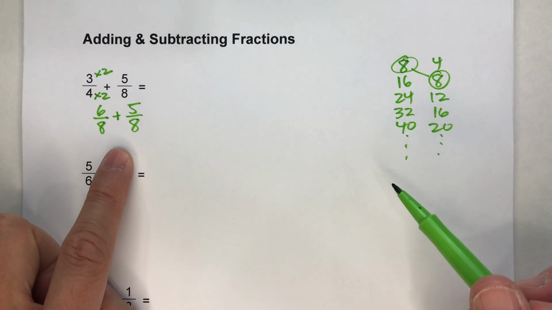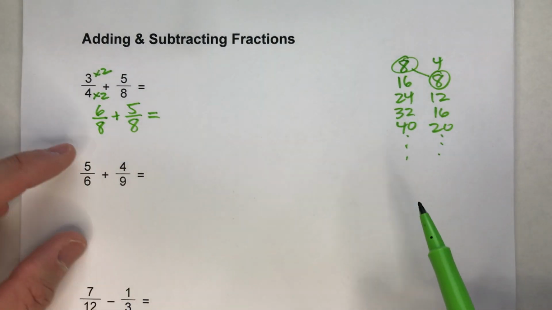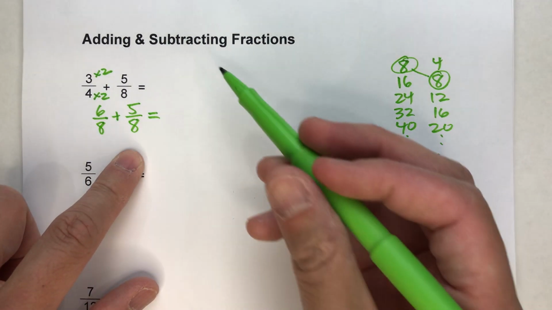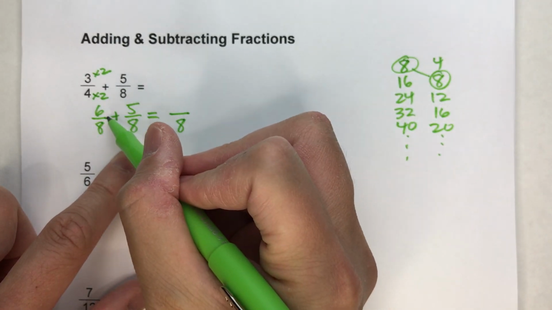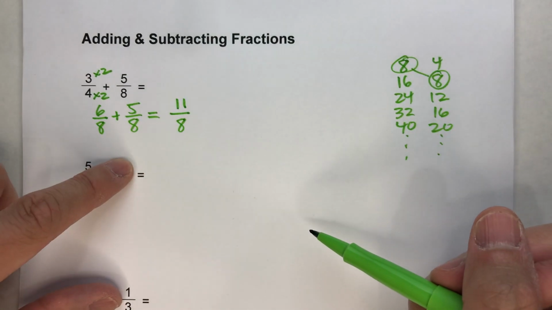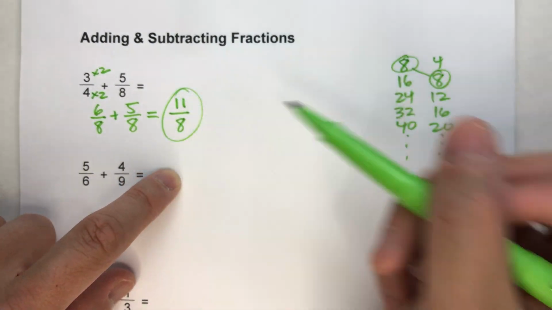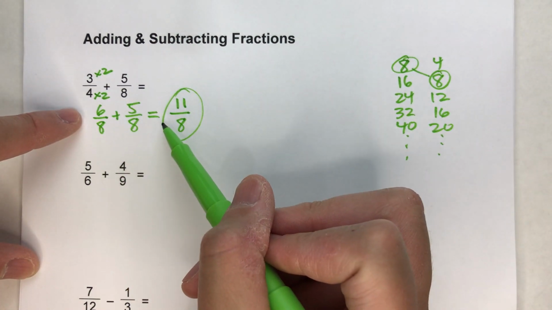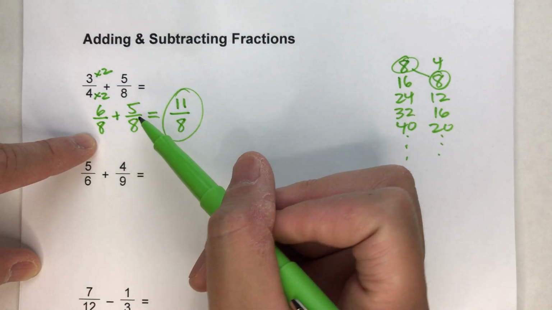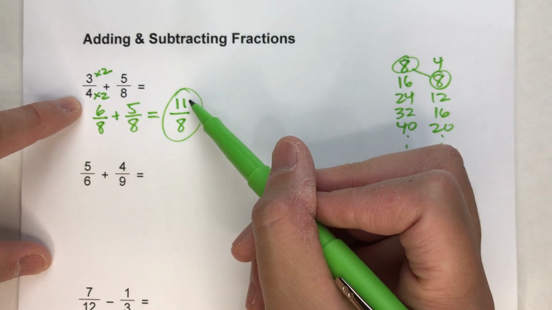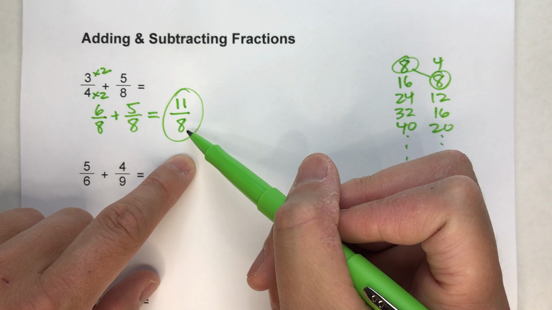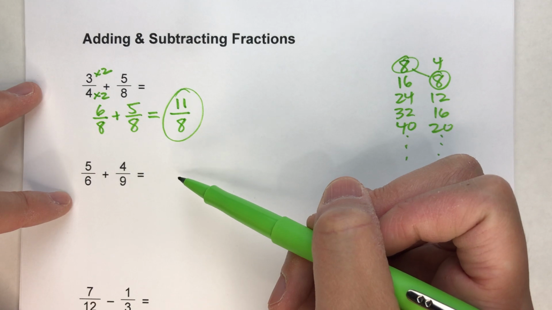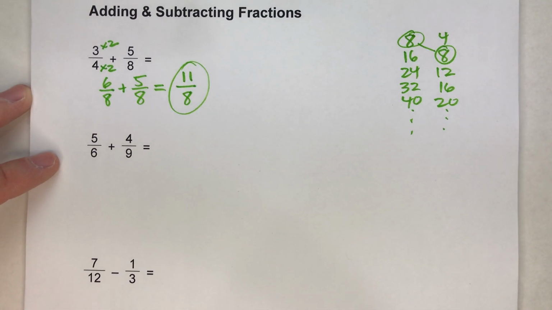And check it out. Now I have a much easier fraction addition problem. 6 eighths plus 5 eighths. And if you add 6 eighths plus 5 eighths, how many eighths do you end up with? 6 plus 5 is 11. 11 eighths. And I can't simplify that, so that is my answer. Okay? Notice one more thing when you're adding fractions. When you have that common denominator, we add the tops, we add the numerators, but the denominator stays the same. Okay? Because 6 eighths plus 5 eighths gives us 11 eighths. All right? But the key to this whole thing is finding that common denominator.